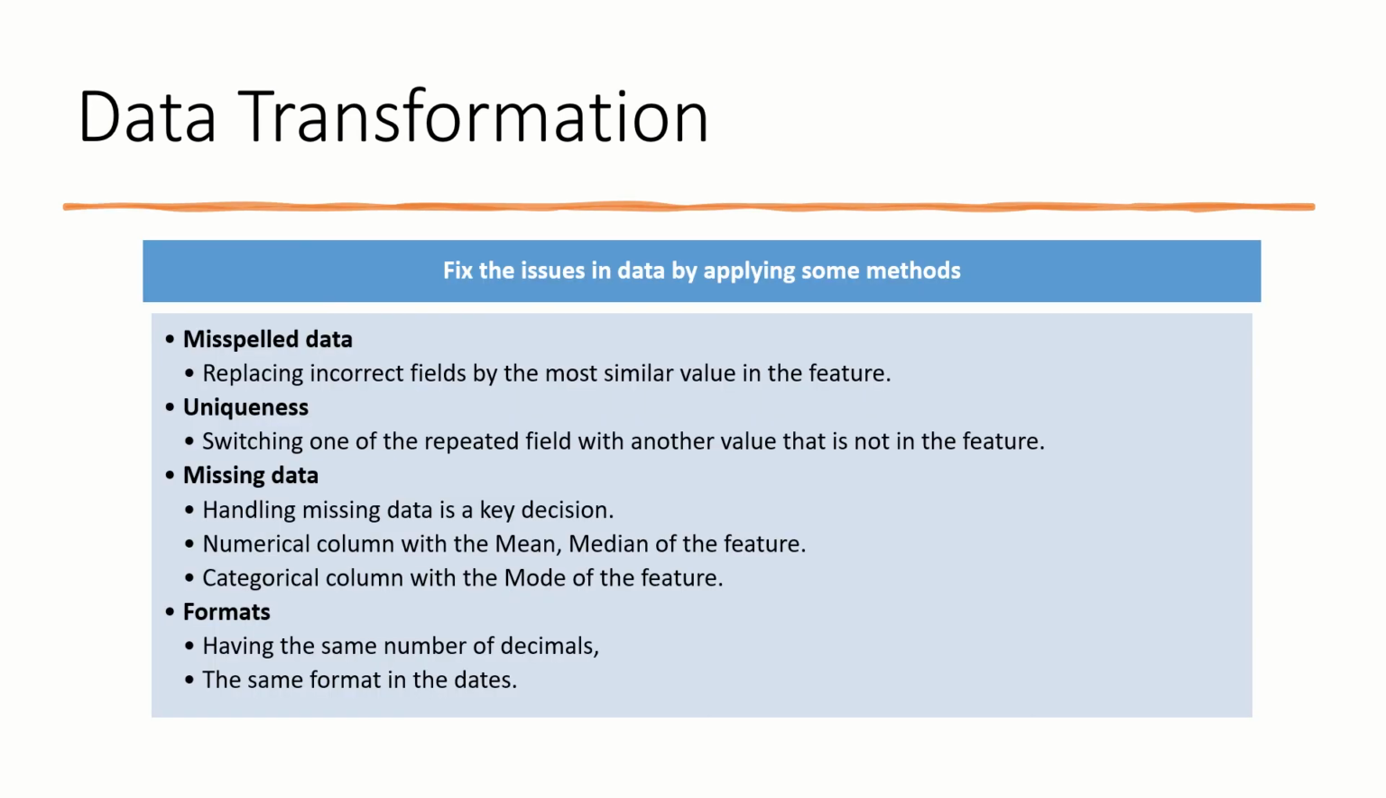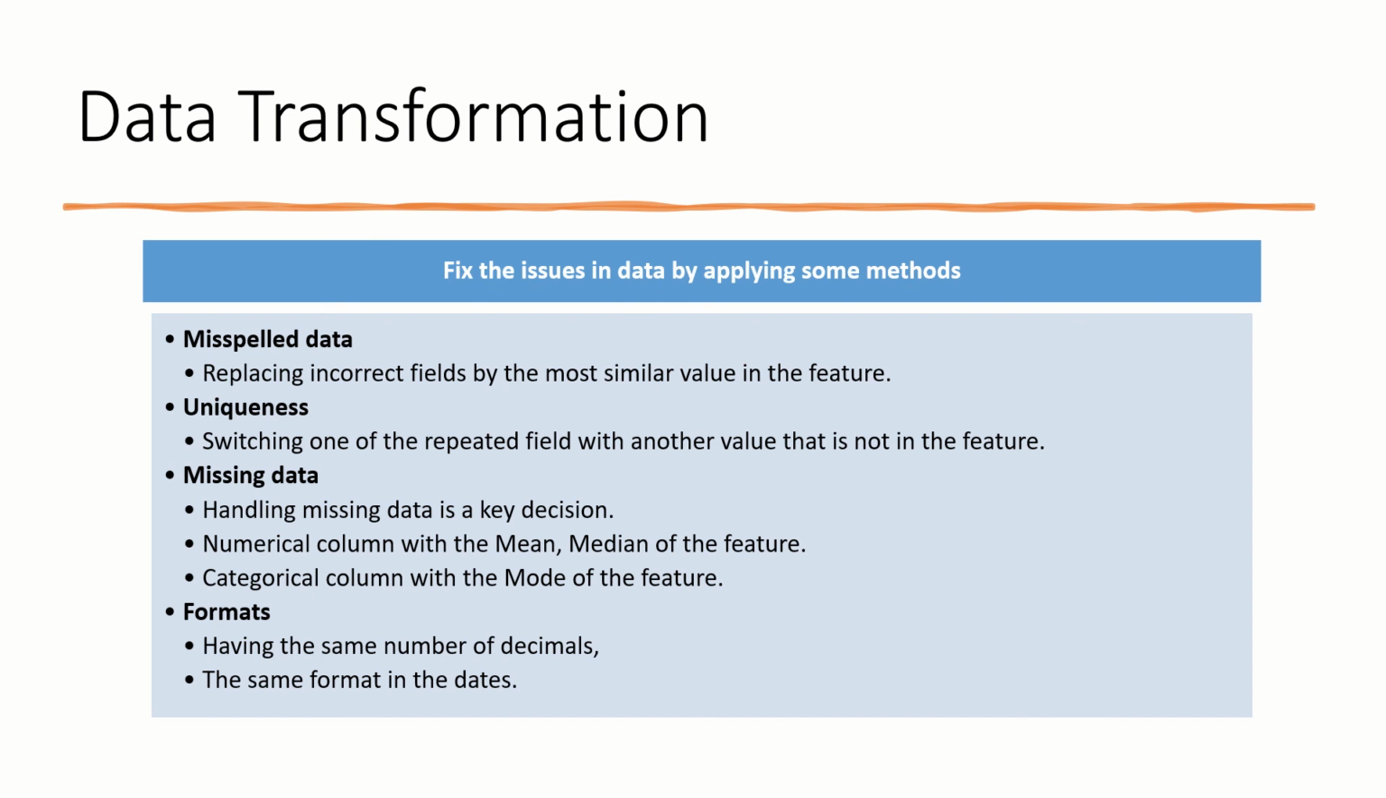How do we fix the issues that were mentioned in the earlier slide? If there is misspelled data, then we correct it with the right one. If the specific feature is unique and a duplicate is seen, then we ensure that we switch that duplicate field with another value that is not part of the feature, ensuring uniqueness. Missing data: the most common thing that we see as part of the data quality issues is missing data.